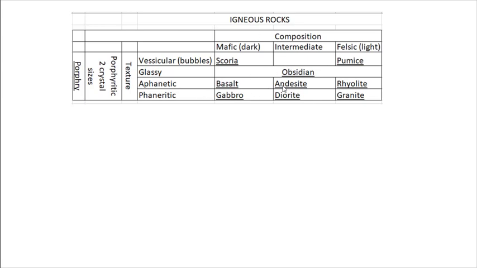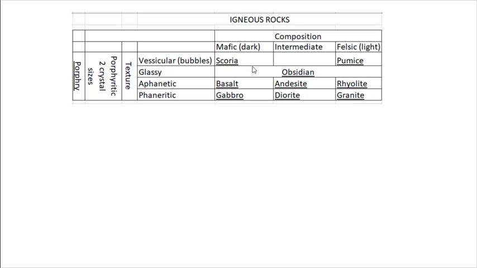Intermediate is either andesite or diorite, if we're thinking about these six on the bottom. Andesite cools above ground, diorite cools below ground. And then if it's felsic, it's either granite or rhyolite. Granite if it cooled below ground and is phaneritic. Rhyolite if it cooled above ground.